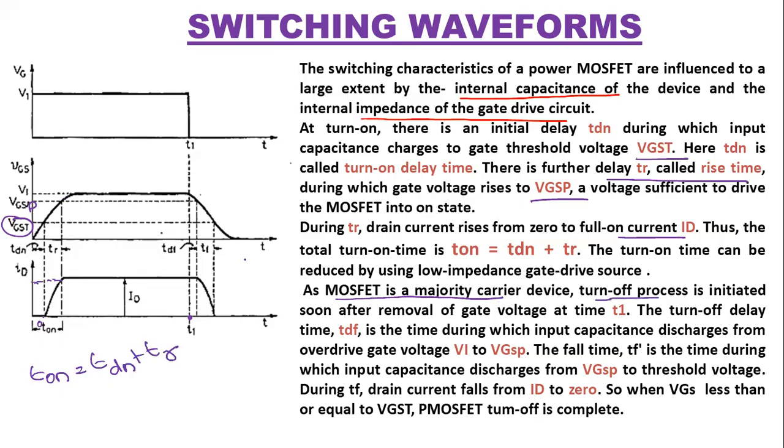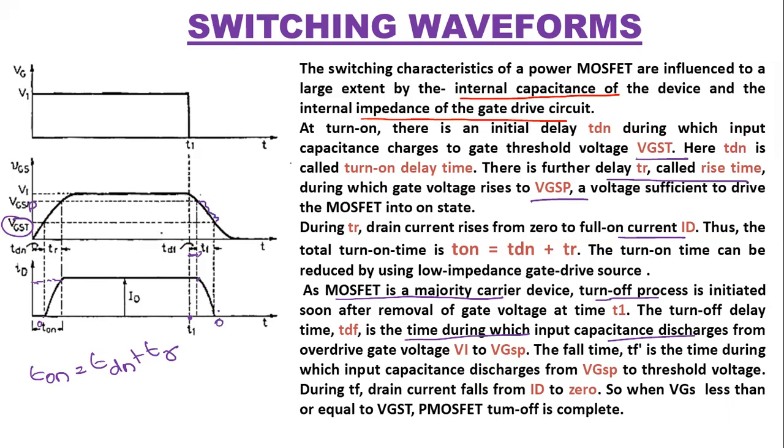The turn off delay TDF is a time during which the input capacitance discharges from V1 to VGSP, that is the voltage which was sufficient to drive the MOSFET. The fall time TF is a time during which the input capacitance discharges from VGSP to the threshold voltage. And during TF, the drain current falls from ID to 0.